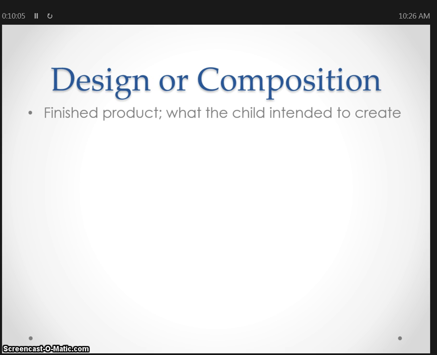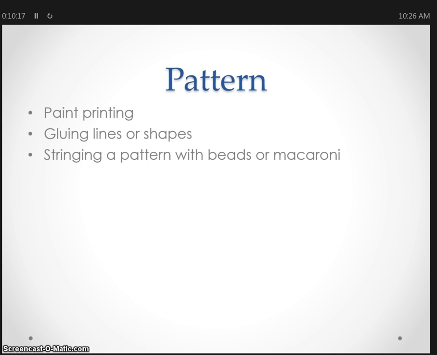All right, so moving on, design or composition. That's what the finished product is. So it's when a child actually plans what they're going to create, when they say, I'm going to do this, and then they do it. Pattern is also very simple, just paint printing, having children paint, for instance, with Q-tips, giving them Q-tips and having them paint a red, blue pattern. All kinds of stuff, gluing lines or shapes in a certain pattern, or stringing patterns with beads or macaroni.